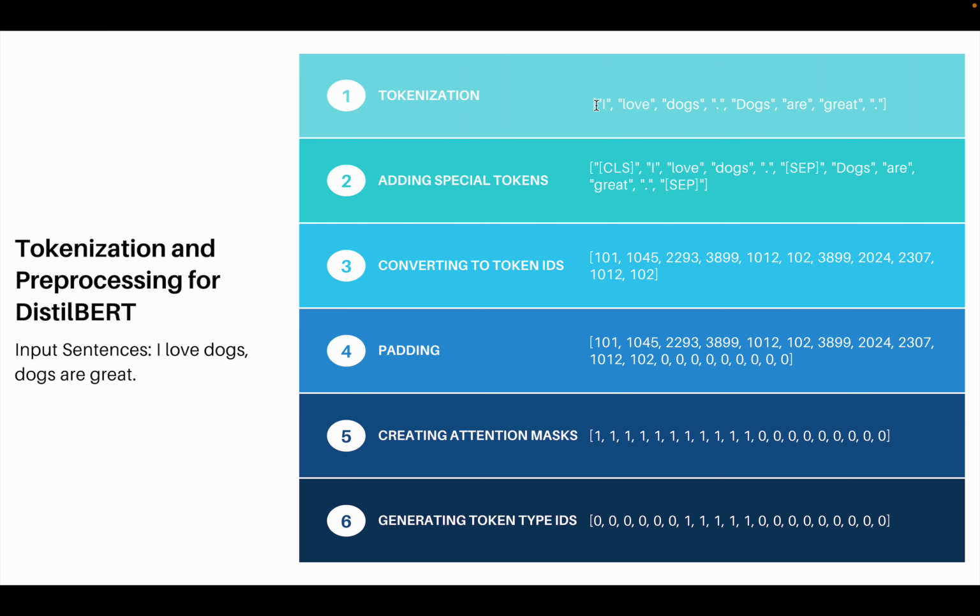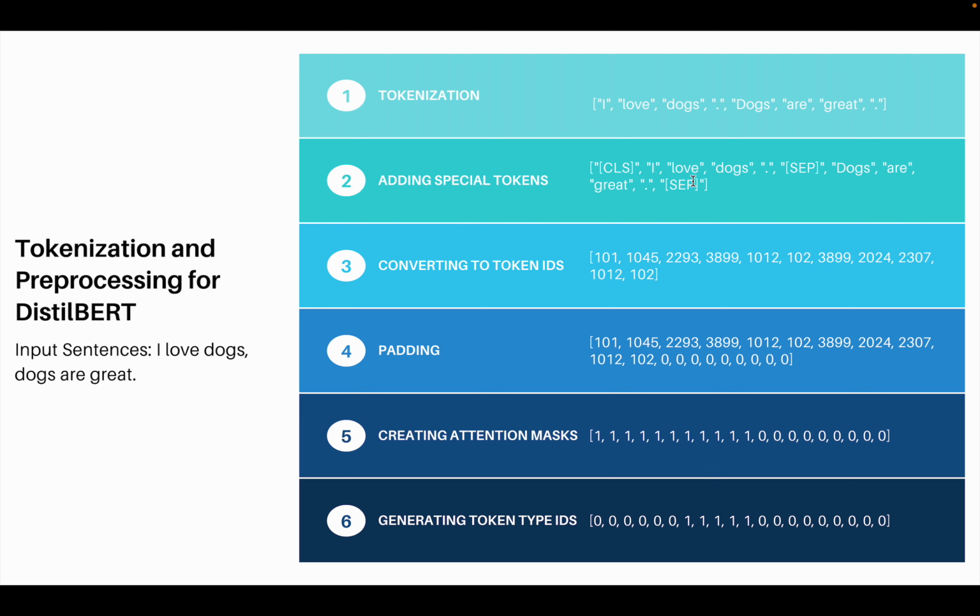Over here, the model chopped this up into the tokens, and then it added the special tokens. Here we have the CLS token, and over here we have a separator token, and that separator token is after the period, as you can see. So I love dogs, period, separator token. So the model knows a new sentence is coming, dogs are great, and then at the end we have the separator token again.